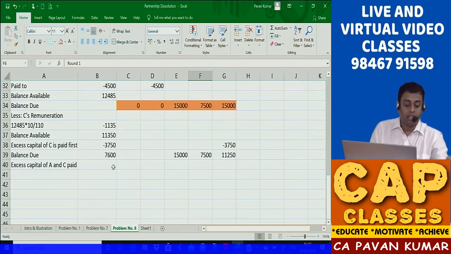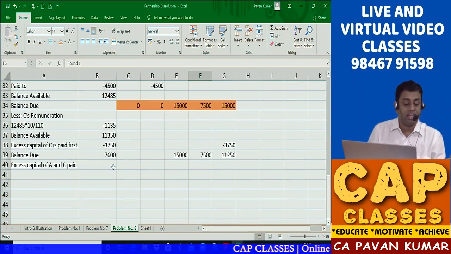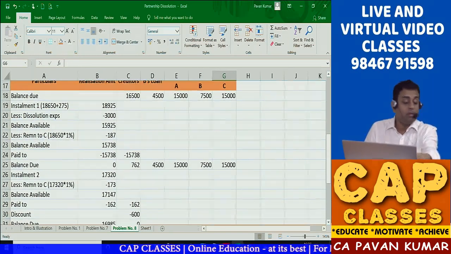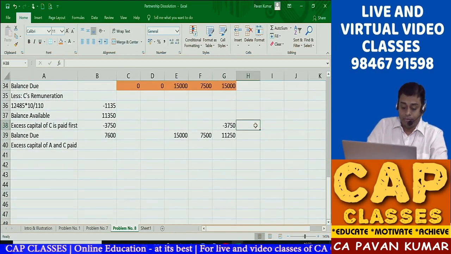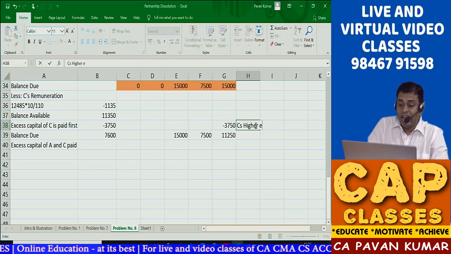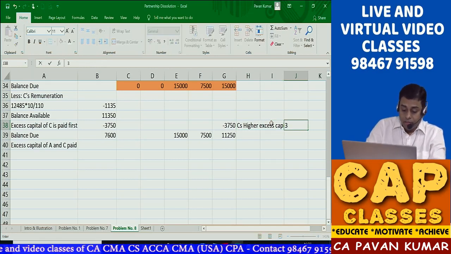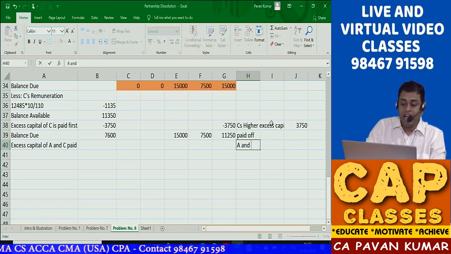Okay, but 3,750 plus 5,000, I need 8,750 to repay excess capital of A and C. Do I have that much? No. For your convenience, I am writing it like this. C's higher excess capital 3,750. This is paid off.